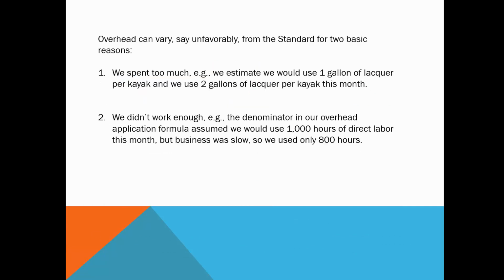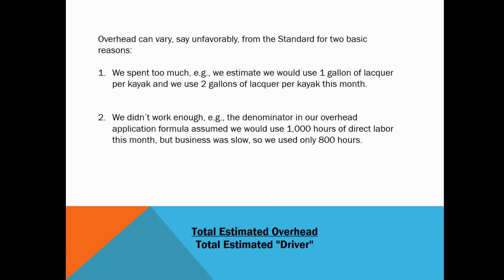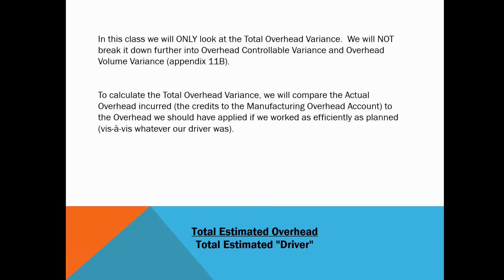The overhead is a different beast. We can spend too much. For example, if we use 2 gallons of lacquer per kayak when we're supposed to use 1 gallon, well, then we spent too much. Or maybe we didn't work enough, because remember, our overhead is applied on the basis of some kind of driver that assumes a certain level of activity. If business is super slow, we're not going to have that kind of activity, and so we're going to underapply overhead, and that's a bad thing.